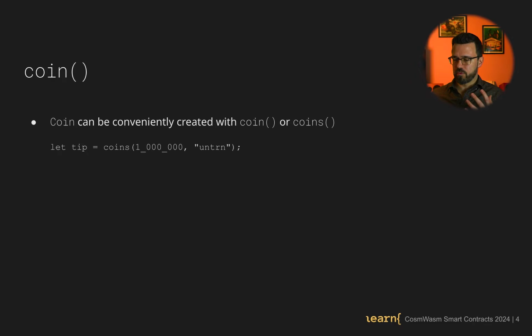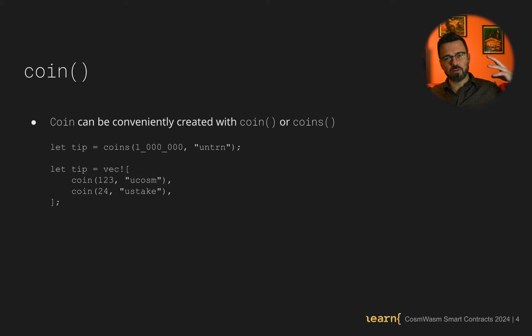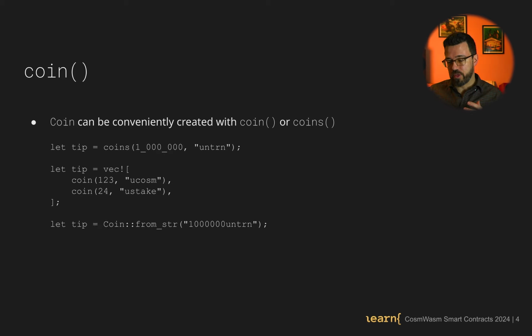And coin lets you pass in a value, which you don't have to worry about converting into a Uint128. You can just put it in there, and a string for the denom, and it will give you a coin struct back. So now tip is of type coin here, and we can interact with it appropriately. We can use it as funds in an outgoing transfer, something like that. And so you could create a vector of coins like this, tip equals vec, and then these coin calls within, or you can use the coin class.